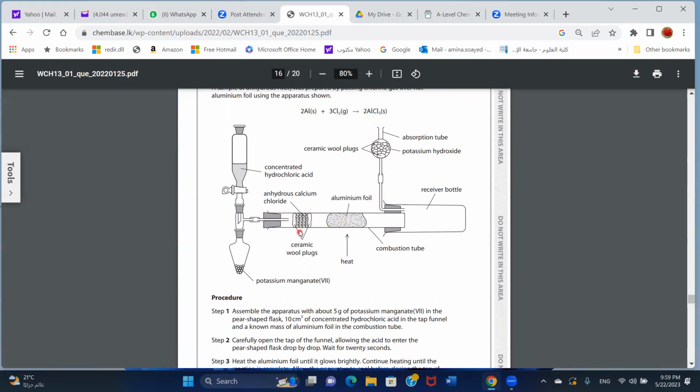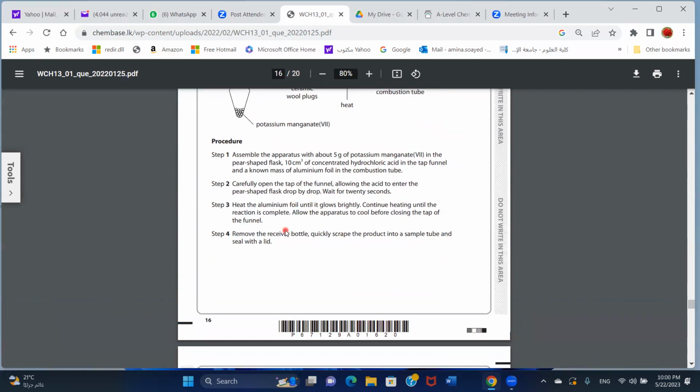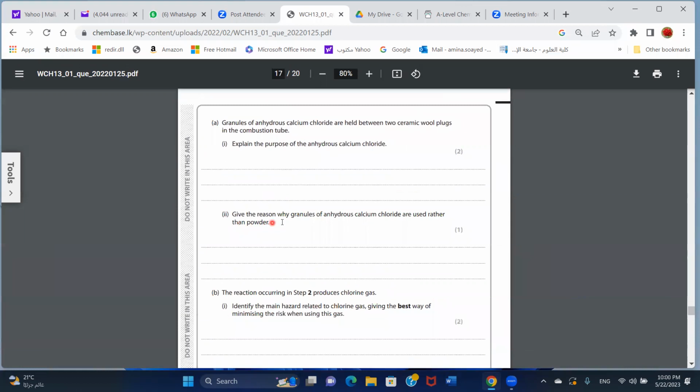Otherwise, of course, the water that is present would react with the aluminum chloride, because we know that aluminum does not react with water, but if aluminum chloride starts to form, it can react with the water. Yes, excellent, Miral. So Miral, give the reason why granules of anhydrous calcium chloride are used rather than powder. The calcium chloride isn't going to react with the chlorine gas, so it won't use it up before it reacts with the aluminum.